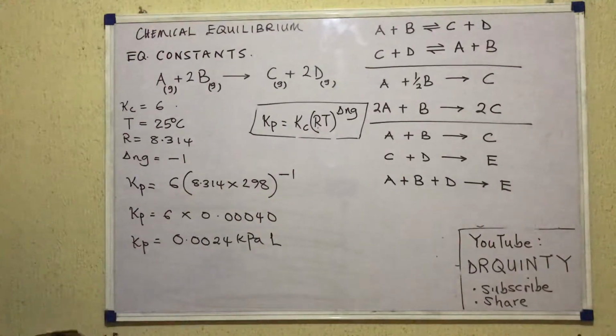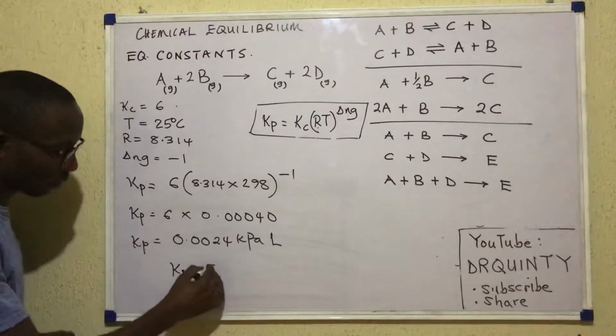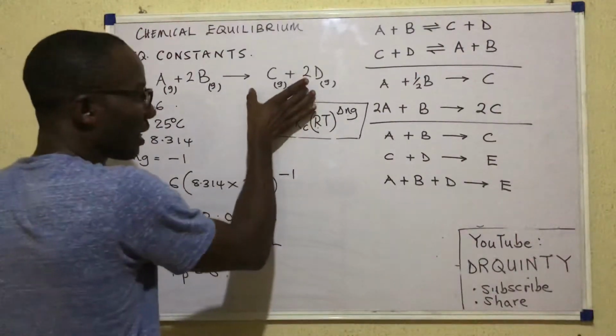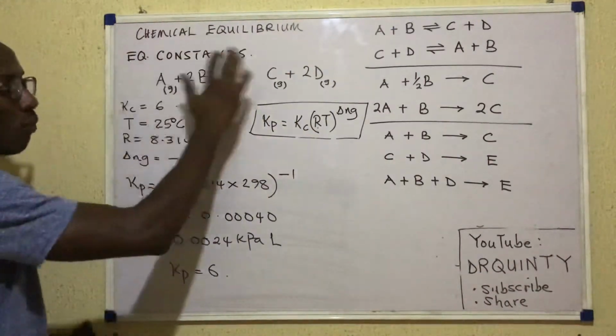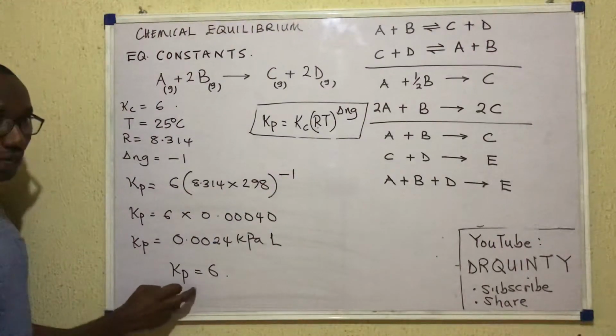In that case, I wouldn't have solved at all. I would simply have said that Kp is equal to 6. Why? Because the number of moles of gas on the right would have been 3, then the left would also have been 3. And once they are equal like that, we said Kc will be equal to Kp.